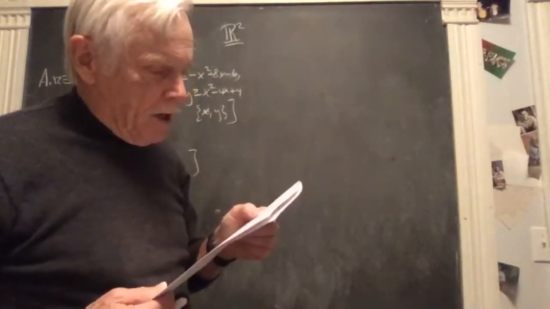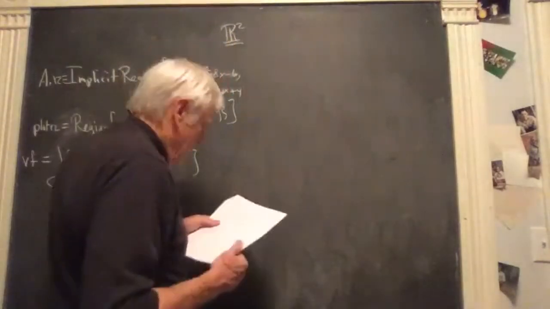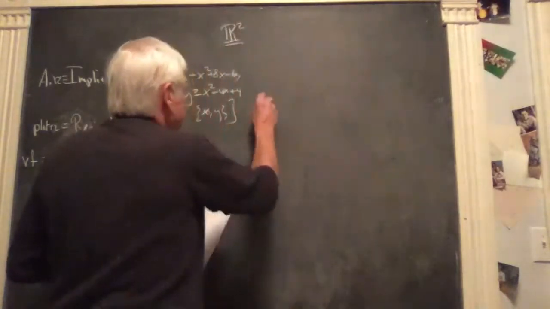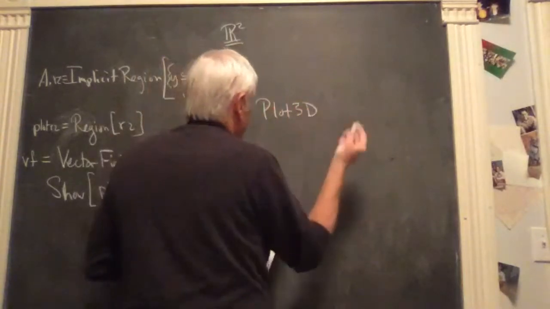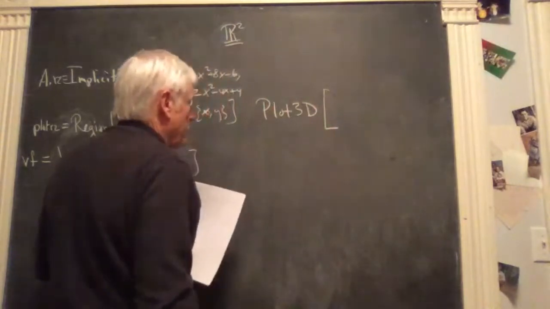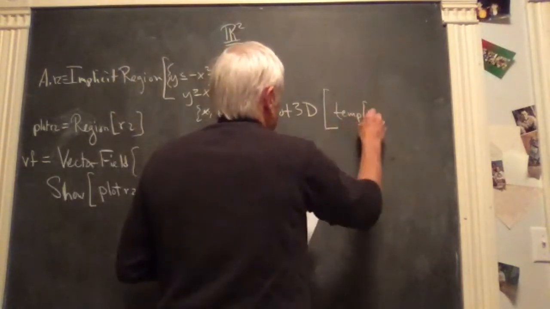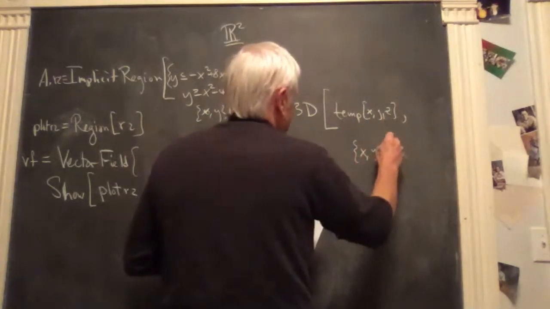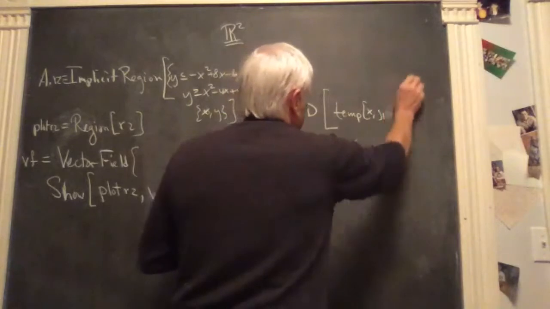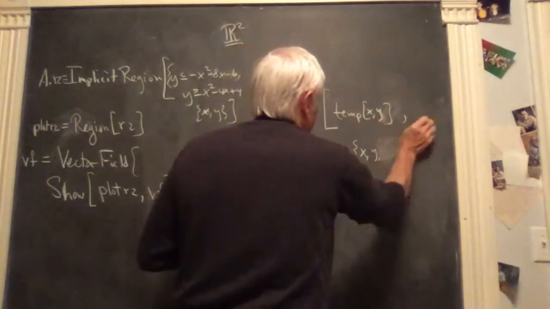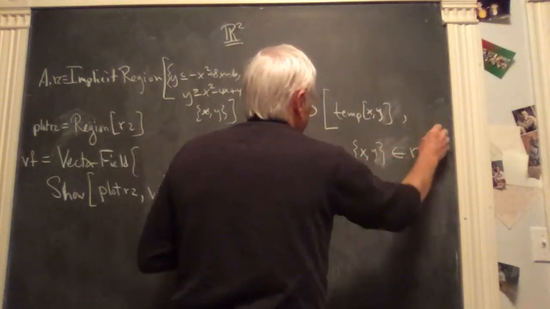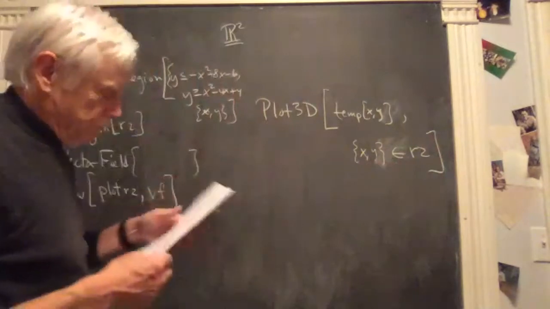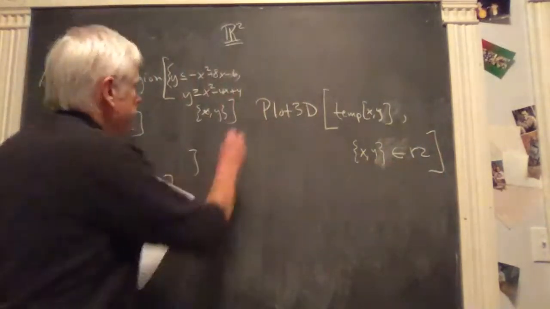Graph the temperature function on R. So this is a Plot3D, not a parametric plot, not a vector plot, but just plain old Plot3D because you're plotting a function. Temperature function, and then x, y, z. This is temperature function of x and y, and x and y are in R2. It's plotting a function of two variables where the domain is R2. So this is B.